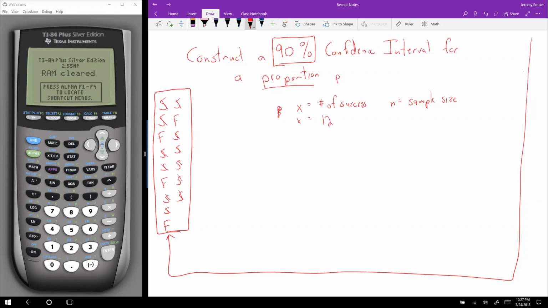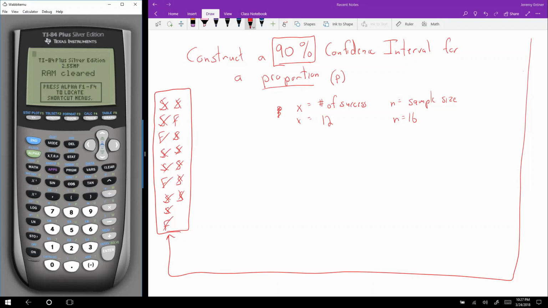Okay. And our sample size is 1, 2, 3, 4, 5, 6, 7, 8, 9, 10, 11, 12, 13, 14, 15, and 16. Our sample size is 16. So we're going to use that to construct this thing called a 90% confidence interval for a proportion. And remember that proportion, the symbol is that lowercase p.